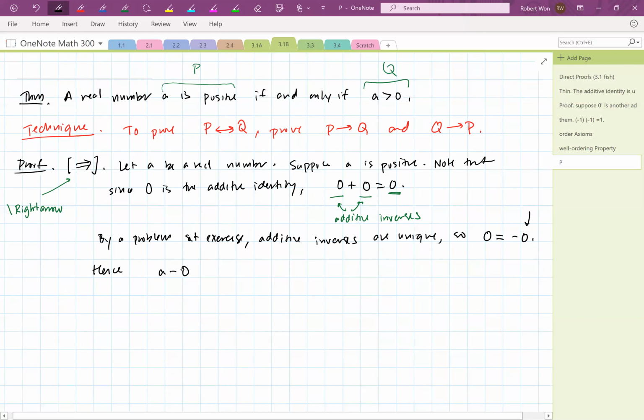A minus 0, which is the notation for A plus negative 0, equals A plus 0, because negative 0 is the same thing as 0, which equals A, because 0 is the additive identity. So A is positive. Therefore, A minus 0 is positive. That's by substitution. Since A is positive, by substitution, A minus 0 is positive.